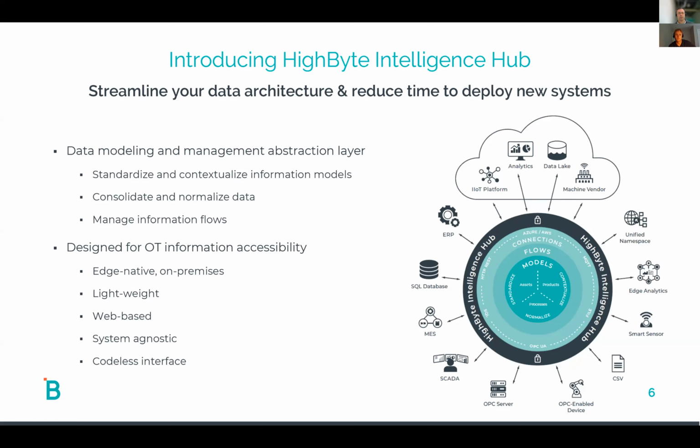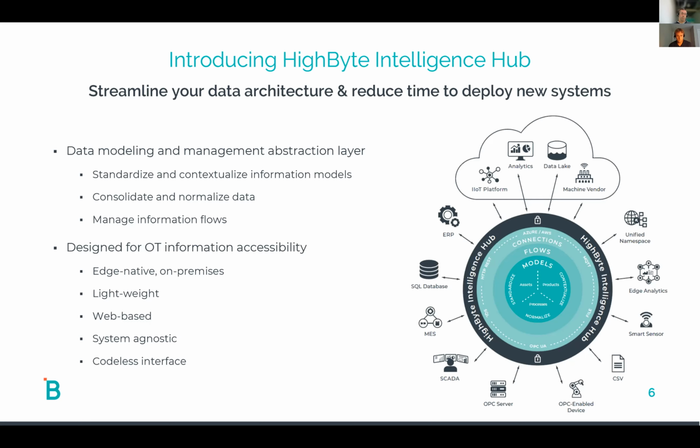It allows you to create custom models based on assets, if you're doing predictive asset maintenance, based on processes, if you're doing that process optimization, or based on products, if you're doing things like compliance or quality analytics. So you build up those models, you use the models to standardize and contextualize your information. You use the models to consolidate information from different sources and normalize the data, which makes it much easier to do things like analytics. And then you manage the information flows as the data flows out to the target systems that need access to it.